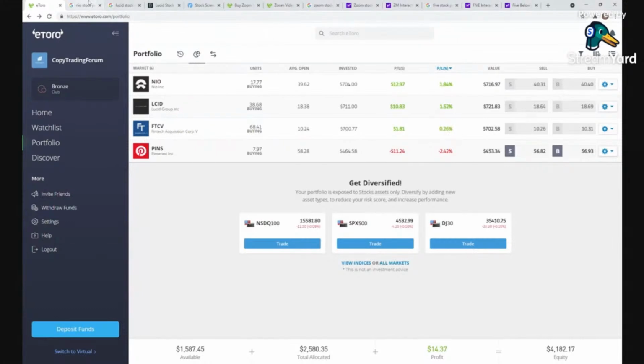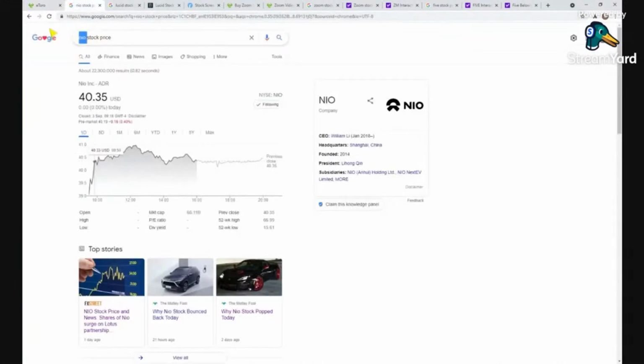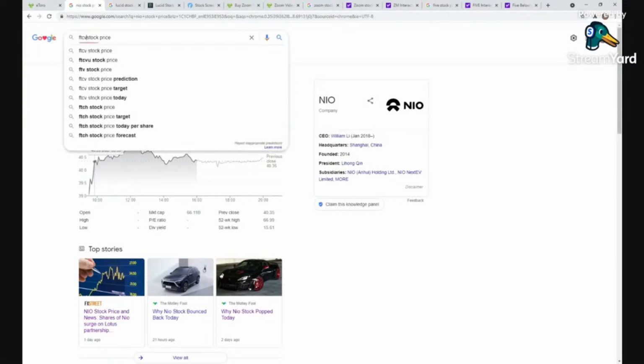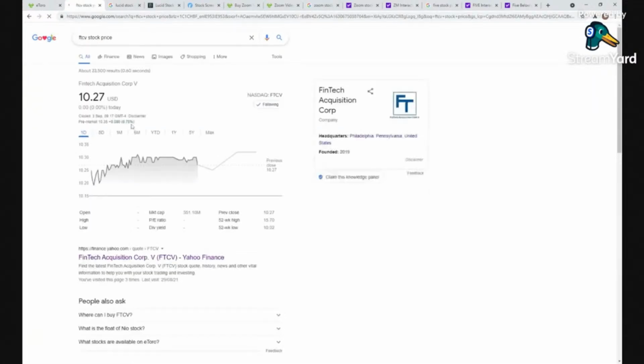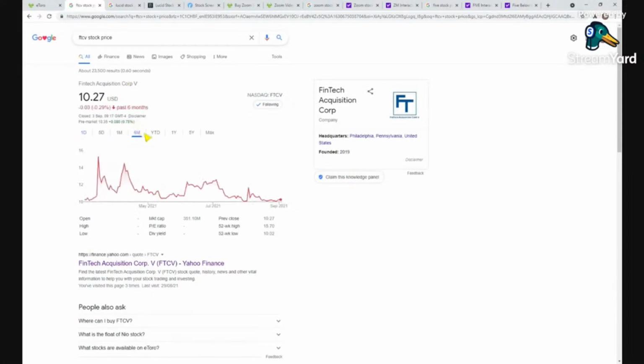But I always check the stock price pre-market. So FTCV stock price, and you can see pre-market, it's up. So that's good news there. It's up 0.78% now. Now you can set a stop loss on that, but I'm going to wait for it to go up a little bit more. But I'm kind of secure with this. It's not going to drop much further than that.